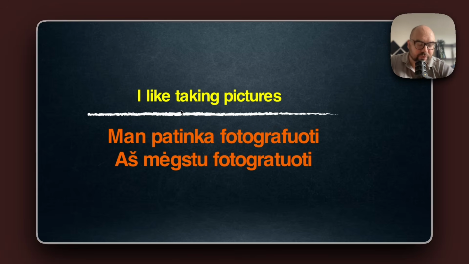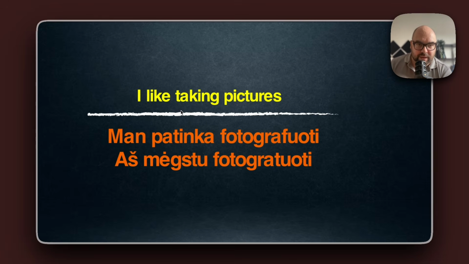Man patinka fotografuoti, or aš mėgstu fotografuoti. Both of these definitely work here, right? Both of these are correct. You can choose whichever one you want. And especially in this situation, because after man patinka and after aš mėgstu, you have a verb, fotografuoti, and the verb is in infinitive, right? Man patinka fotografuoti, aš mėgstu fotografuoti.